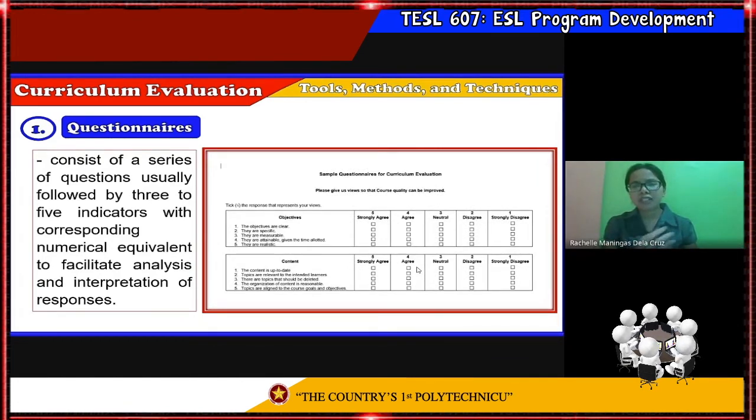As we have discussed a while ago, what are those things to be evaluated? Here, these are just examples: objectives and the content. As you can see on the right side, there are 5 indicators. Usually, the respondents will just tick or check their response.